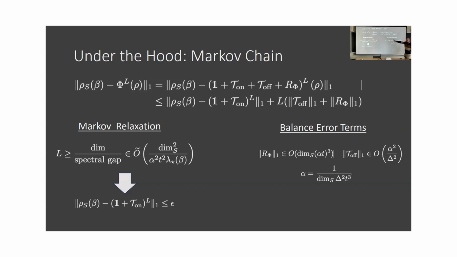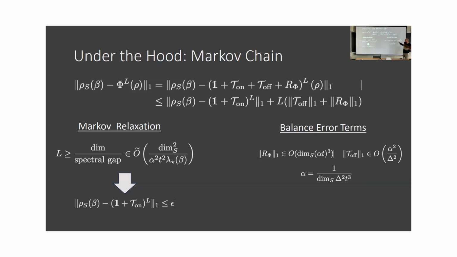And so once we've bounded the Markov bit, we can move to the error terms, which are the off resonance errors and the remainder errors from our weak coupling expansion. I'm going to spare you how we computed these, but we can show that the remainder error is of order alpha t cubed times some dimension. And then the off resonance is of order alpha squared over your oscillator gap.